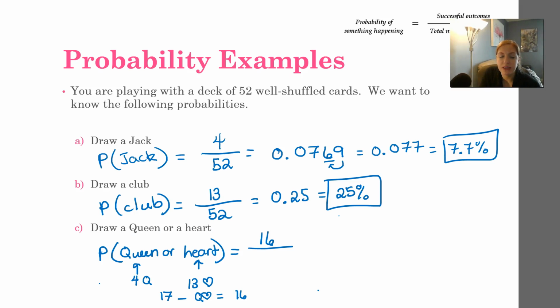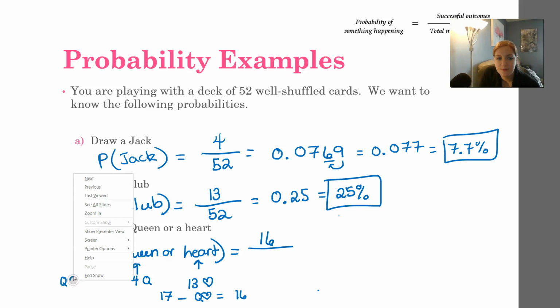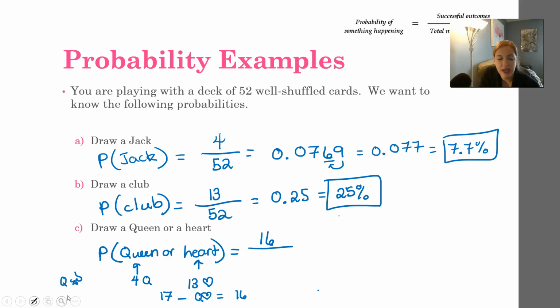And if you wanted to, you could list them all out, like Queen of Spades, oh, trying to draw here and it's not working. Queen of Spades, Queen of Clubs. As you can see, I'm very talented at this. Queen of Diamonds, and then list all 13 hearts, including the Queen of Hearts in there. So this would be 3 plus 13 is 16.